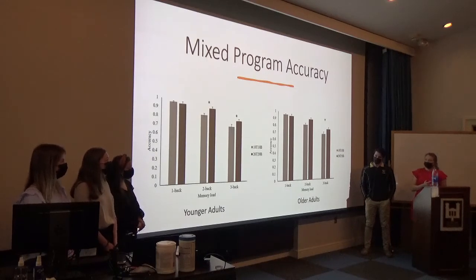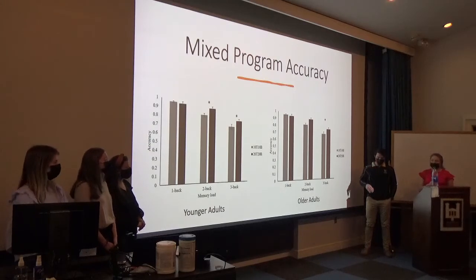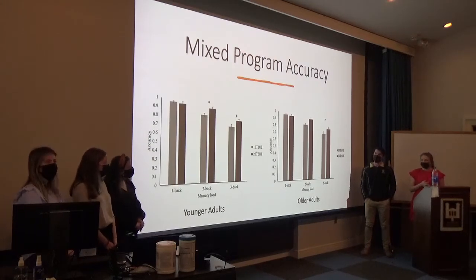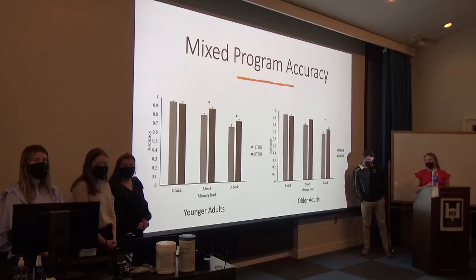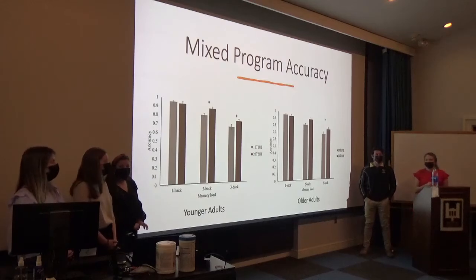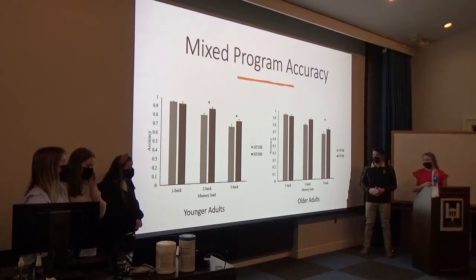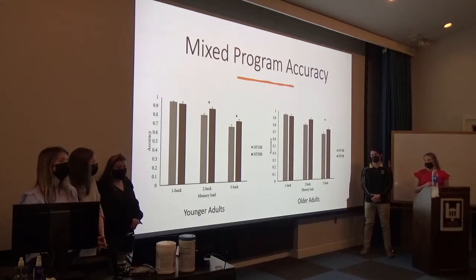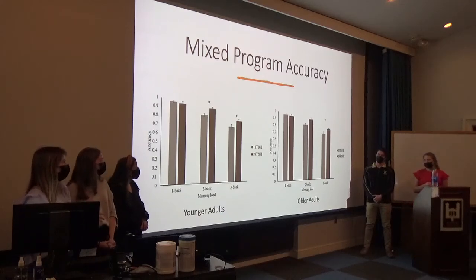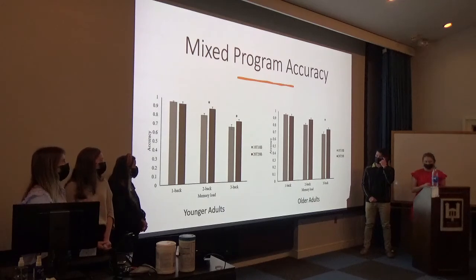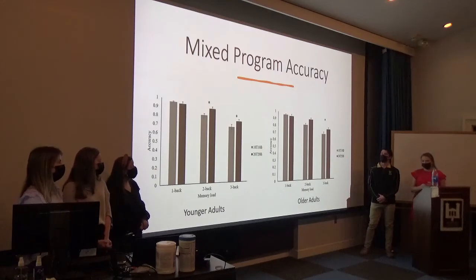And our results show that for the mixed program, as memory load increased, accuracy decreased. So again, one of the main purposes of the study was to manipulate the timing and to see if that would have any effects on the results. So for this mixed program, we did find significant effects. If you look on the graph for the younger adults, we see that when they were looking at the letter for the longer period of time, this significantly increased their accuracy scores for the 2-back and the 3-back. And then for the older adults, we found this effect, but it was only for the 3-back. They did not find this increase in accuracy for the 2-back.